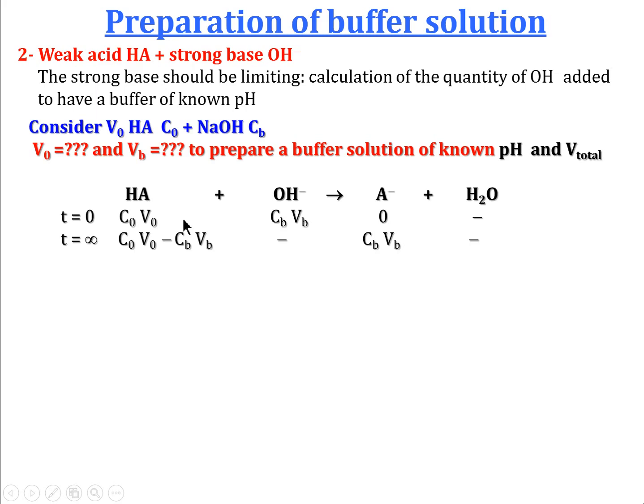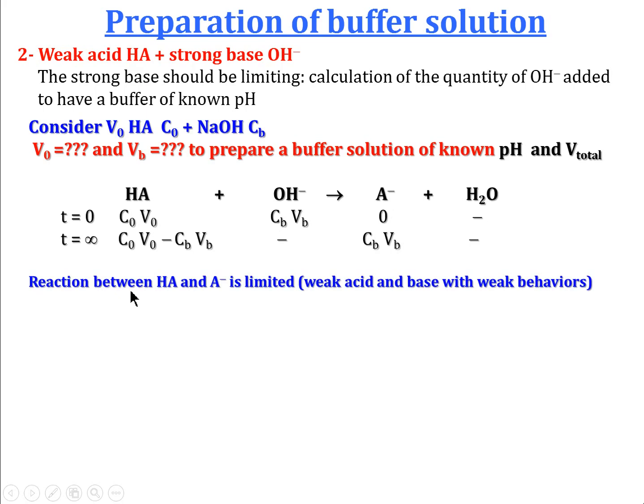So we will have exchange between A- and HA. But since HA and A- are a weak acid and a weak base with weak behaviors, the reaction between HA and A- is therefore limited. So in the final solution, the number of moles of HA equals C0 V0 minus Cb Vb, and the final number of moles of A- is equal to Cb Vb.